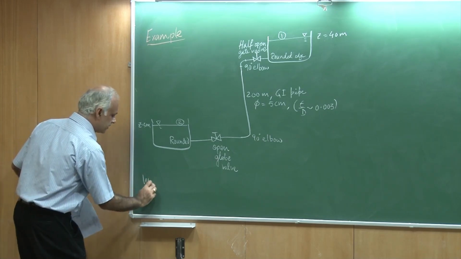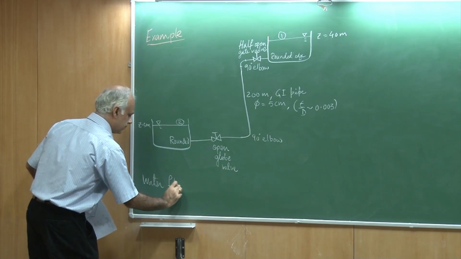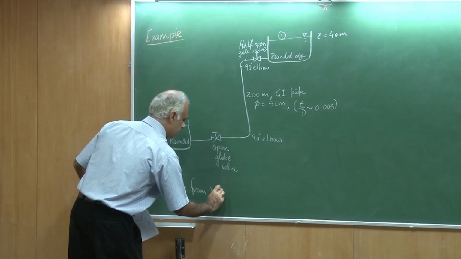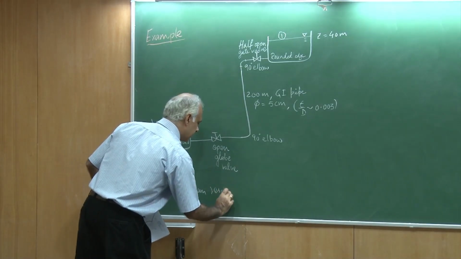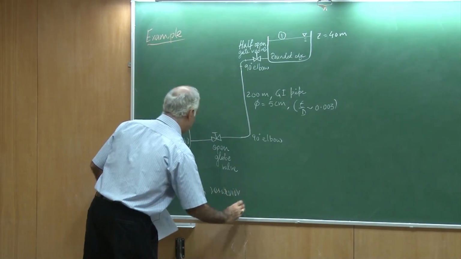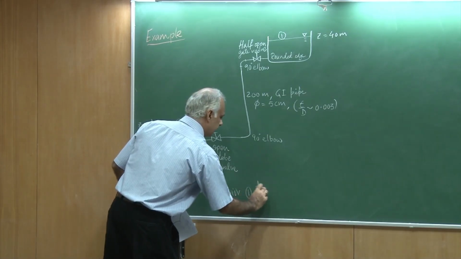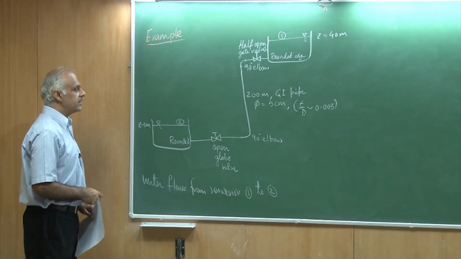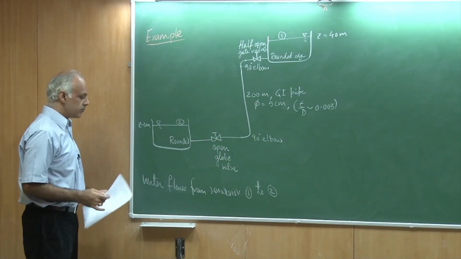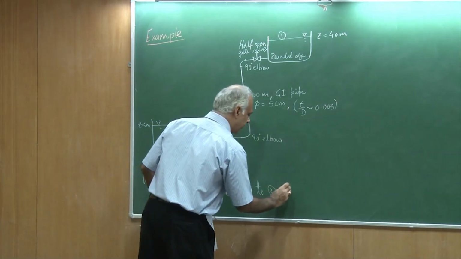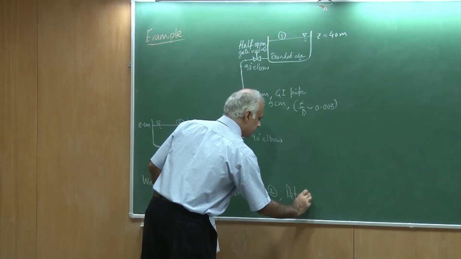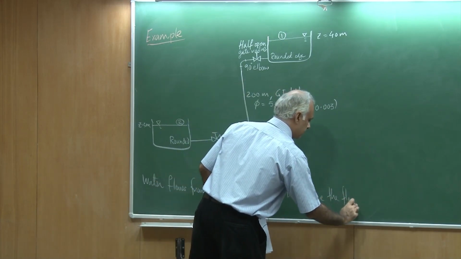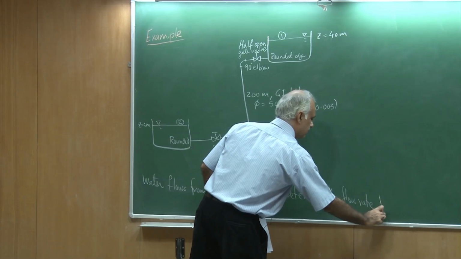So, water flows from reservoir 1 to 2. So, there is no pump, we are just using gravity to fill up the reservoir 2 from 1, and you are supposed to find the flow rate. Okay.